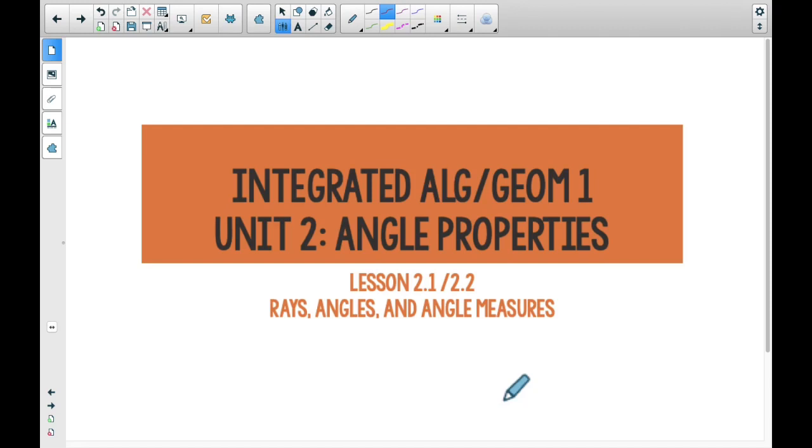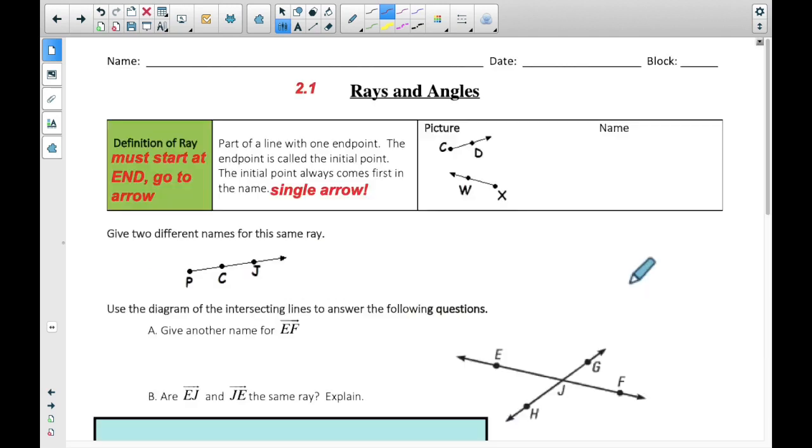Our second unit is going to cover angle properties, so we're going to focus a lot on angles and all sorts of information about that. Our first lesson is actually combining the first two, that is 2.1 and 2.2. So we're going to talk about rays, angles, and angle measures.